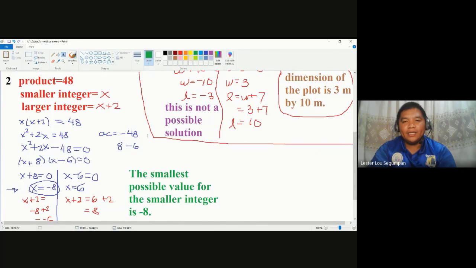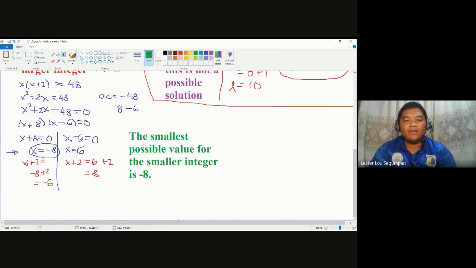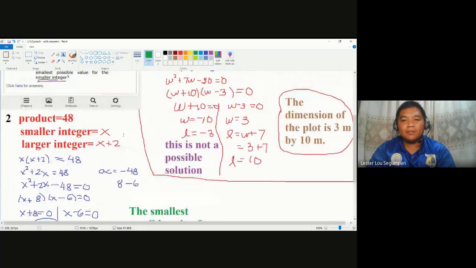But if the problem were different, let's say the smallest possible value for the larger integer, you look at the larger integer represented by x plus 2, and the smaller is negative 6. That's acceptable. If the question is what is the largest possible value for the larger integer, that's actually 8. So it depends on what the question in the problem is. But since you already solved this using quadratic equations, basically we are still using the processes of solving the roots of quadratic equations. The result will just be different, depending on the question you need to answer, just like what happened in number one as well.